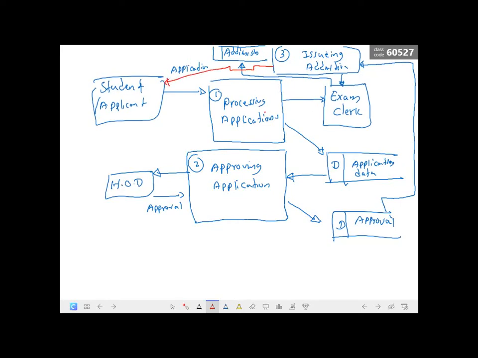Right. So this is how you can identify what kind of processes are there, who are going to be involved in this process. For example, student, HOD, exam clerk. What kind of data stores do we need? For example, application data we have to store, approval we have to store, and admissions, the created admissions we have to store.